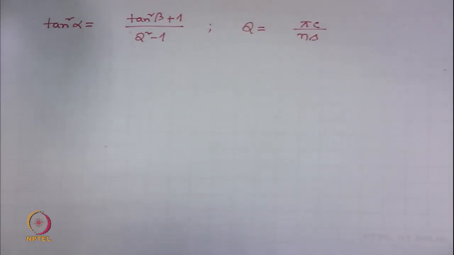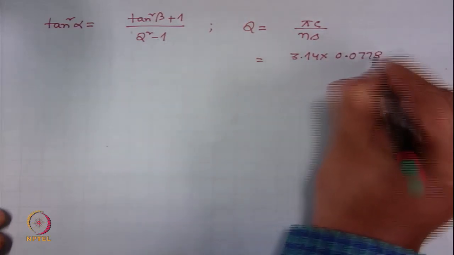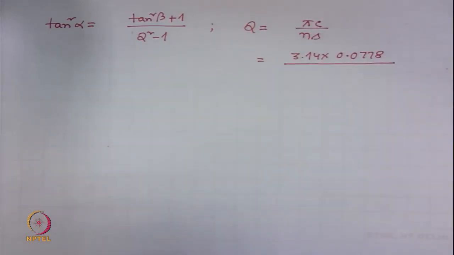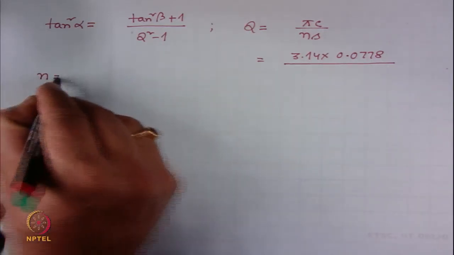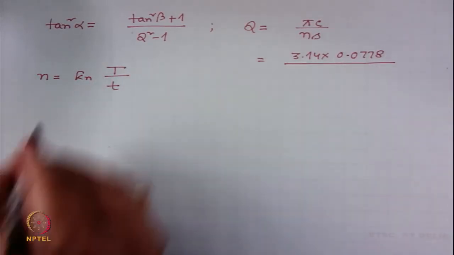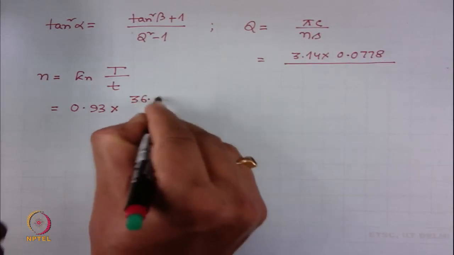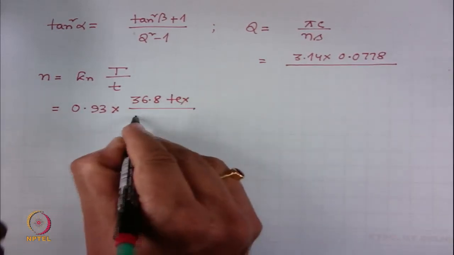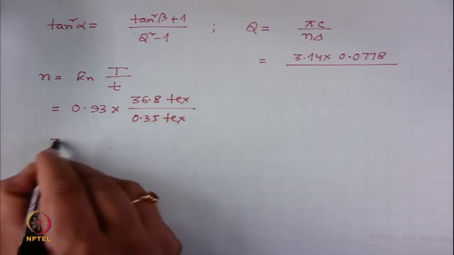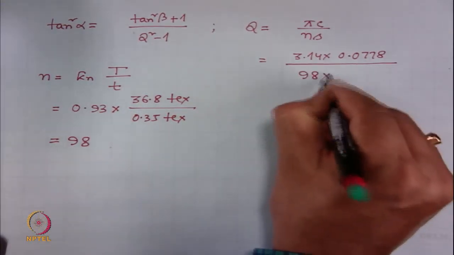The value of c we obtained as 0.0778. We have to obtain values of small n, number of fibers in yarn cross section, and small s, that is fiber cross sectional area. How to find out small n? Small n is equal to coefficient k n into yarn fineness by fiber fineness. The value of coefficient k n is given here, 0.93 into 36.8 tex divided by 0.35 tex. So, this value will be coming to 98. So, this is your 98 into small s.